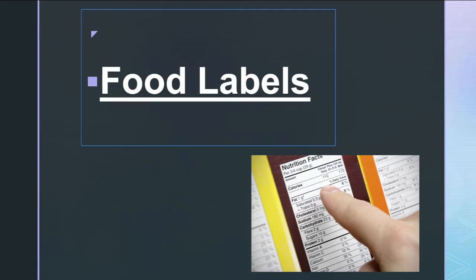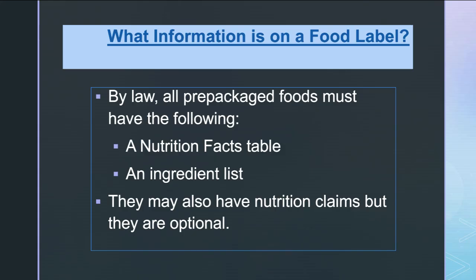So, we're going to talk about food labels now and also about exercise and just healthy living for teens as well. And this will be the second half of this lesson today. A food label is, by law, mandated on all pre-packaged foods. And the food label will contain two parts to it.